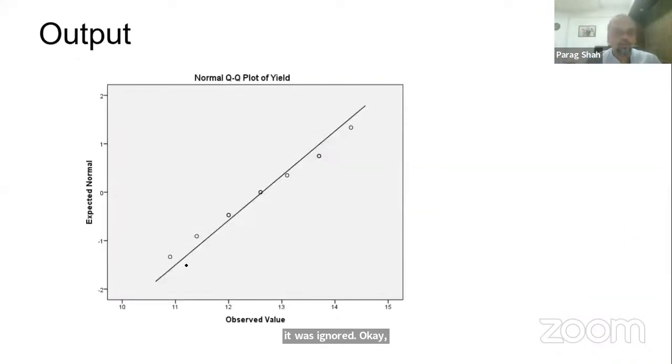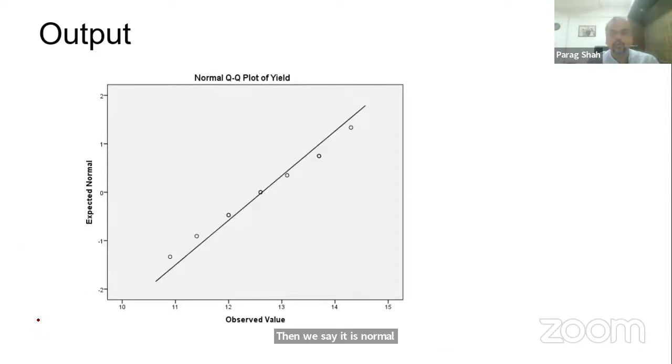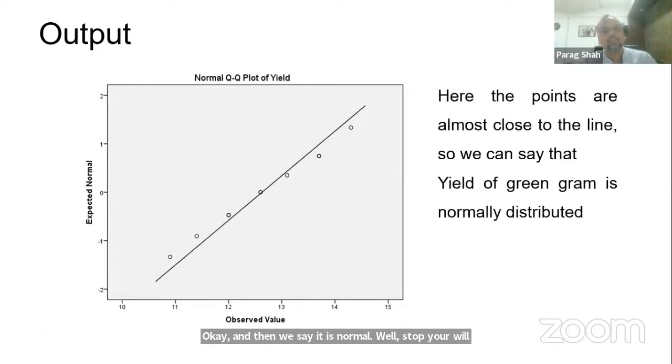This is the QQ plot. If the points are very close to the diagonal line, this is the diagonal line, if points are close to this, then we say it is normal. But when the Shapiro-Wilk test says it is normal, then for the QQ plot, without even seeing, you can say it is normal.